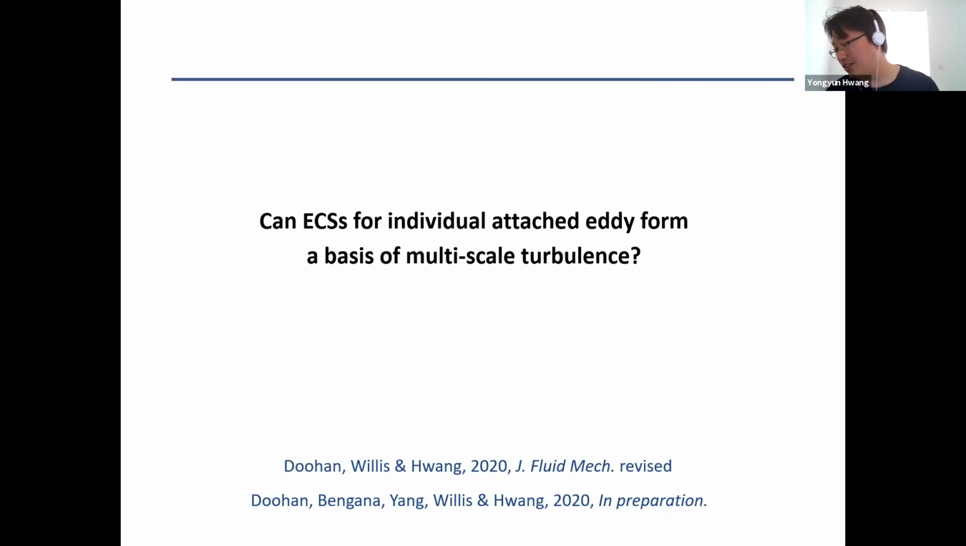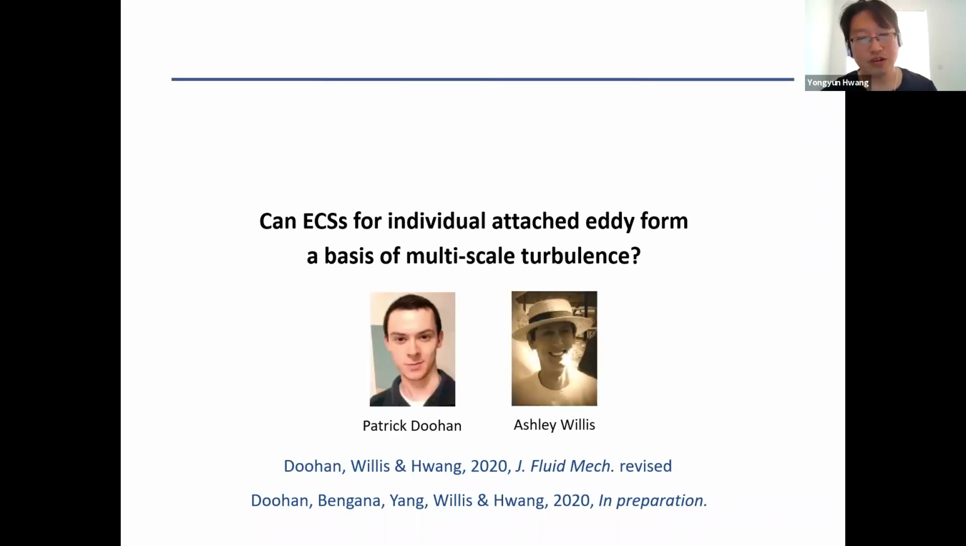But the next question is the really challenging one. Now we have exact coherent states for each of them. Then the real question is, can each of those exact coherent states for an individual attached eddy form a basis for the description of multiscale turbulence? This was the question that we asked with Patrick Duan, and he examined this very extensively. He did most of the work, patiently coding lots of complicated observables.